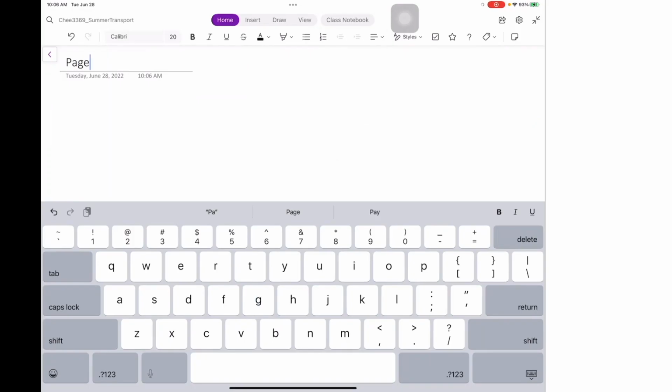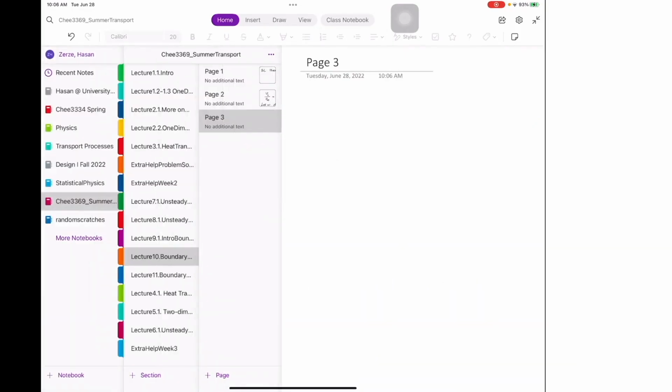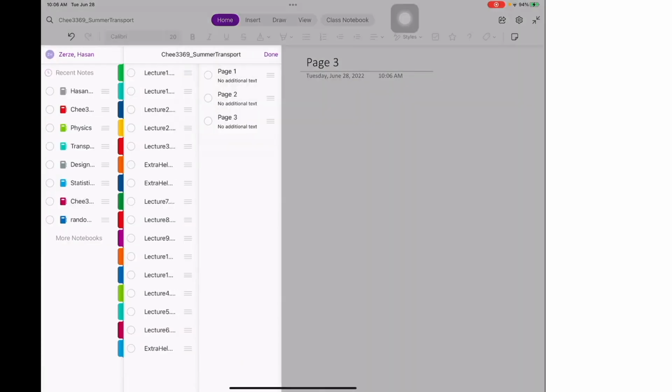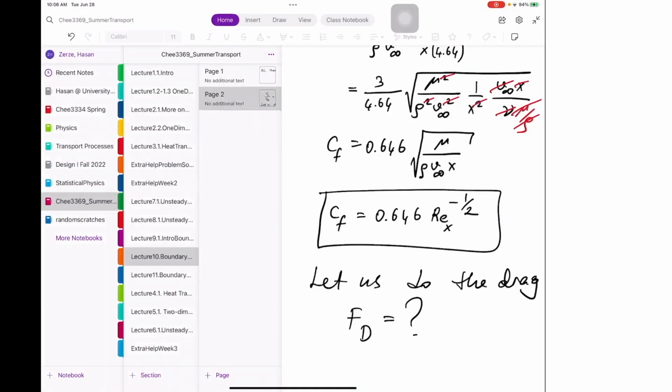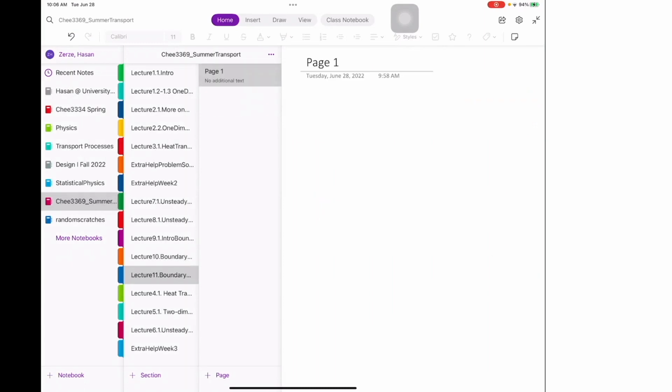Let's say page 3. Oh no, let's not go with this. Let me make another one. So edit, page 3, delete. Let's go here.